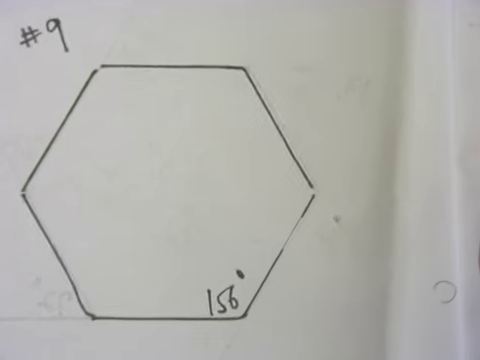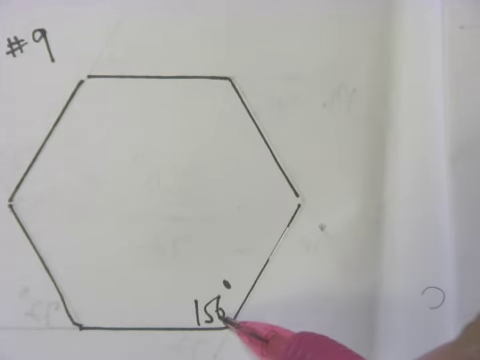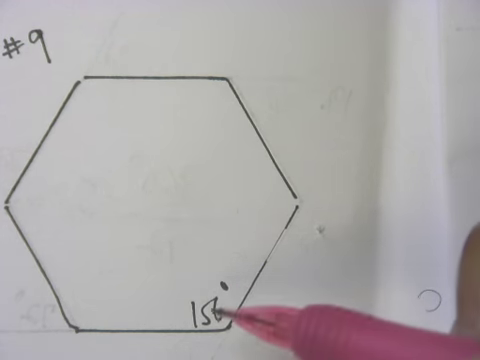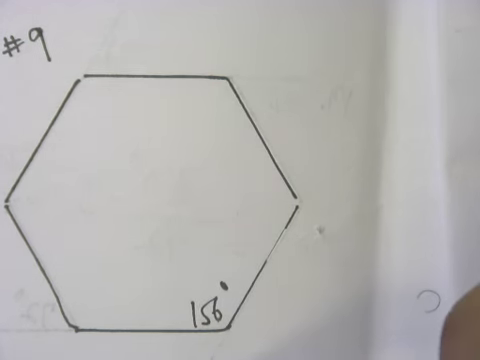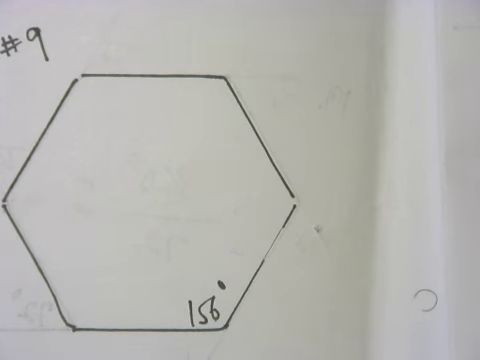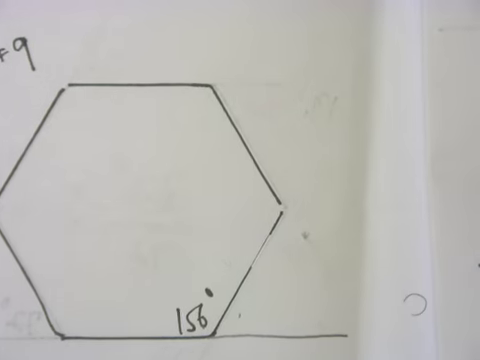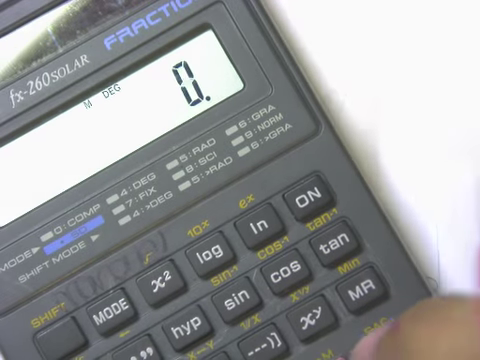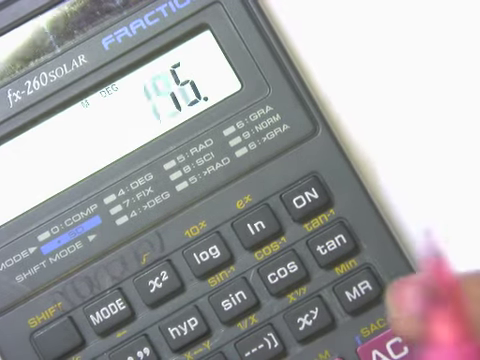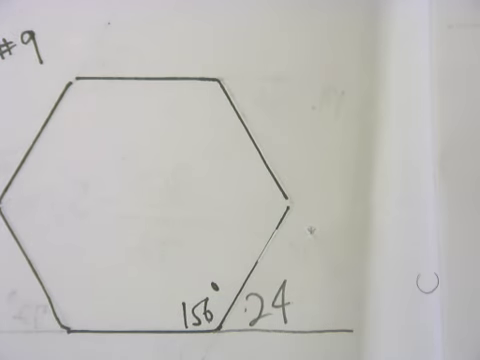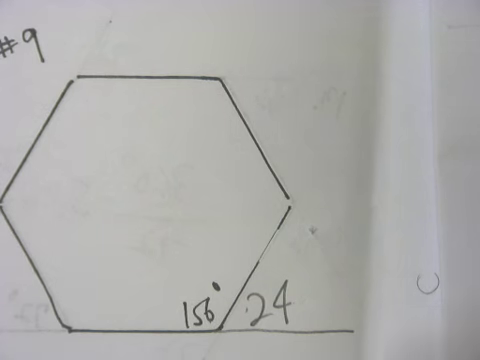Let's take a look at number 9. Number 9, they're telling me I have an interior angle of 156 degrees in a polygon. How many sides would a polygon with one angle of 156 have? Well, let me extend here. Let me find my external angle. 180 minus 156 is 24 degrees. So my external angle would be 24 degrees.